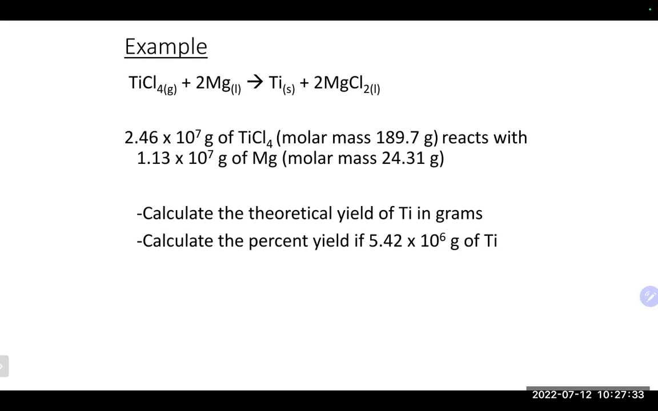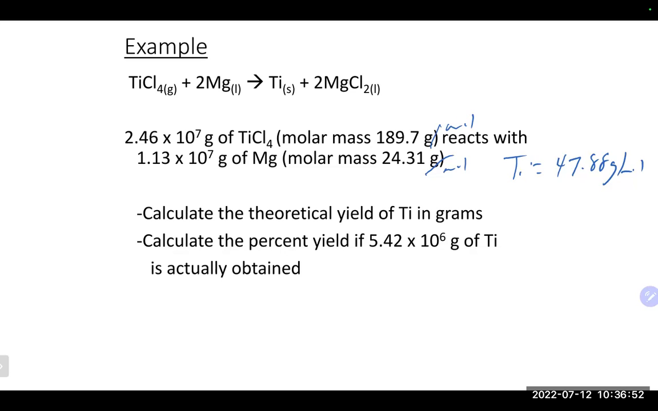We take 2.46 times 10 to the 7 grams of TiCl4. The molar mass is given to you, so that's what you would get from the periodic table right there. That'd be grams per mole. And magnesium, which is also grams per mole there. Calculate the theoretical yield of titanium there, and calculate the percent yield if you made 5.42 times 10 to the 6 grams of it. So take a few minutes, see what you come up with.